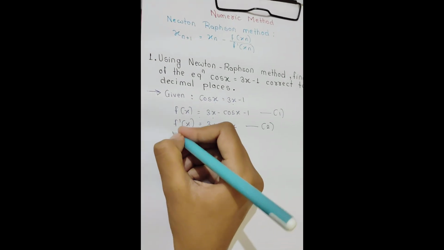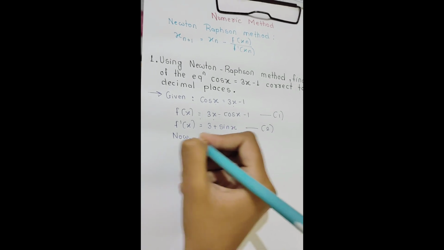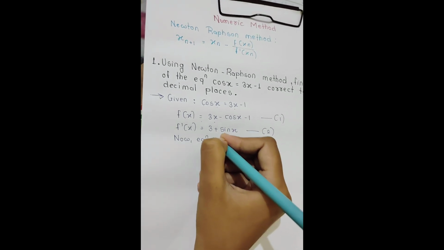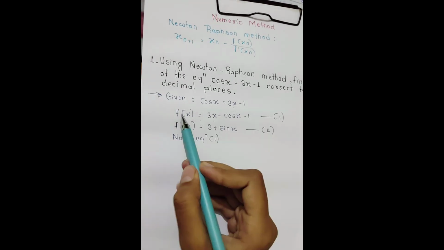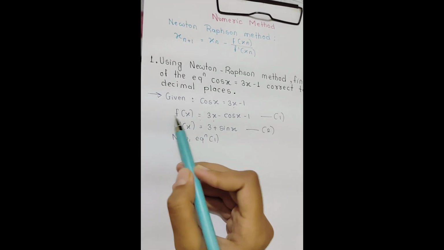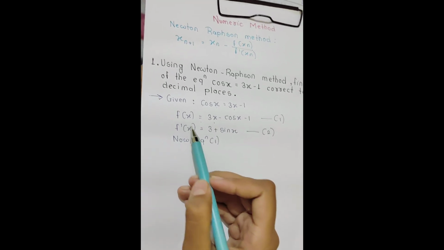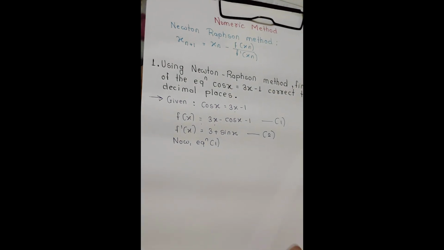Now, for equation 1, we have to put f(0) and then f(1), and continue this process until we get one plus and one minus value. So first we take f(0).